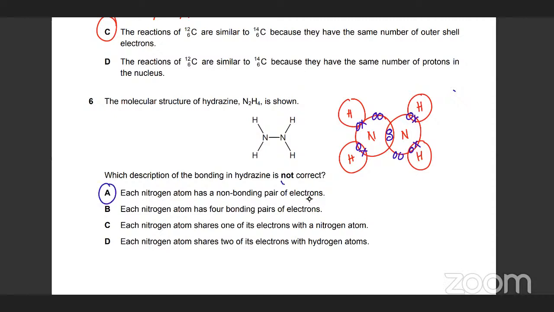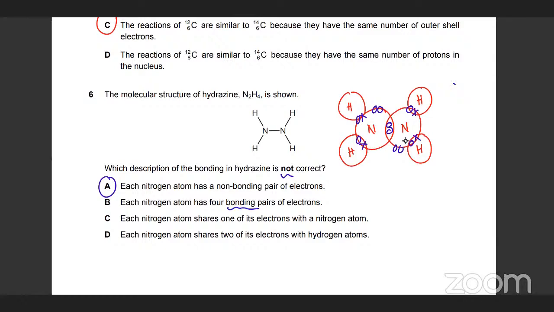Correct. The question has asked for the not correct one, okay? So that's why that's not going to be the answer. Each nitrogen atom has 4 bonding pairs of electrons. Does it have 4 bonding pairs? One pair over here, one over here, 3. So it's got 3. Okay? Remember bonding pair of electrons. So that's why this one is going to be your right answer. I mean, it's the wrong statement, but that's the one that's going to be correct.